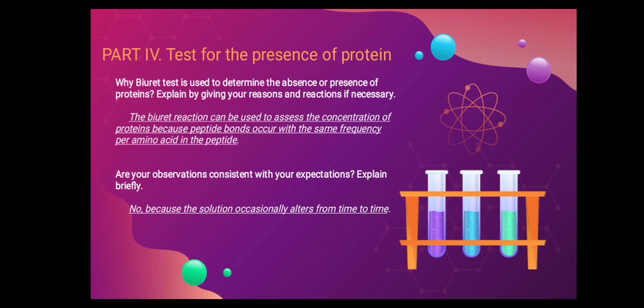Why is the Biuret test used to determine the absence or presence of proteins? Explain by giving your reasons and reaction if necessary. The Biuret reaction can be used to assess the concentration of proteins because peptide bonds occur with the same frequency per amino acid in the peptide.